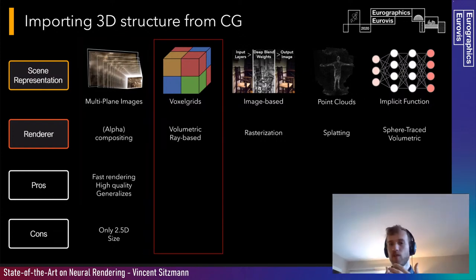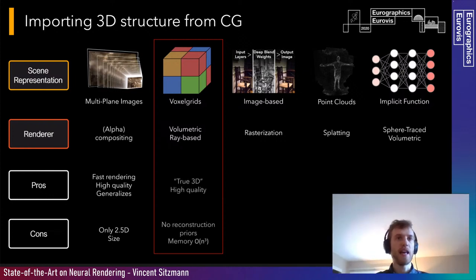So then there's voxel grid-based representations. And so here, the scene representation is a voxel grid, either a voxel grid of features, learned features, or maybe RGB color. And in these cases, the rendering algorithms are ray-based. So you shoot a ray into the voxel grid and you accumulate all the features along the ray in some form. And so these algorithms allow you to do true 3D novel view synthesis. So you can look at the back side of an object, for instance. And they also enable pretty high quality.